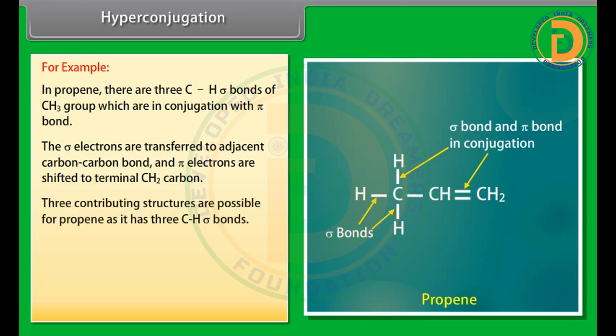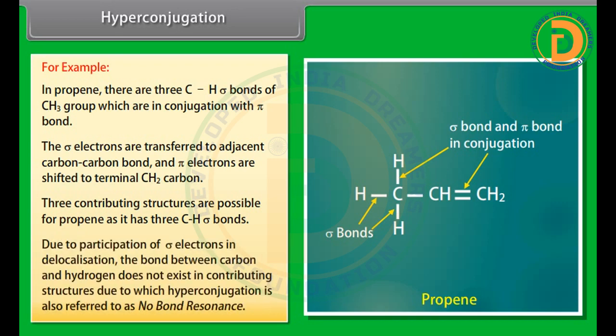Three contributing structures are possible for propene as it has three C-H sigma bonds. Due to participation of sigma electrons in delocalization, the bond between carbon and hydrogen does not exist in the contributing structures, due to which hyperconjugation is also referred to as non-bond resonance.